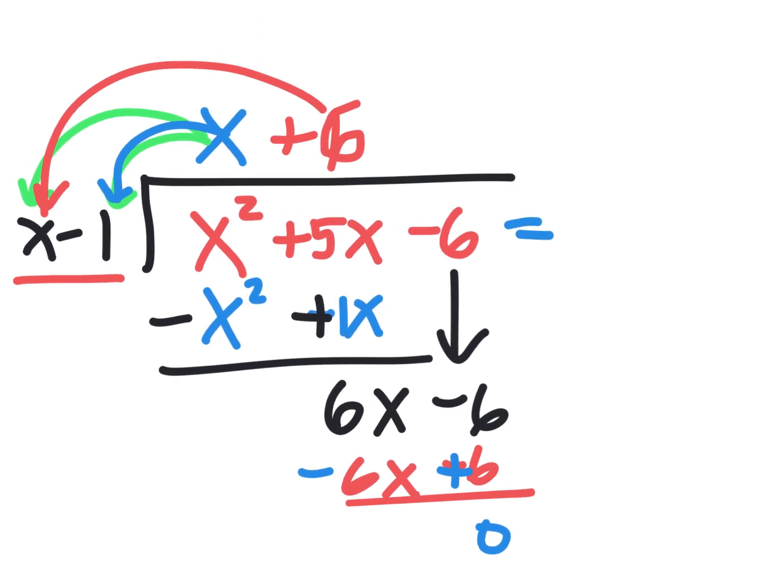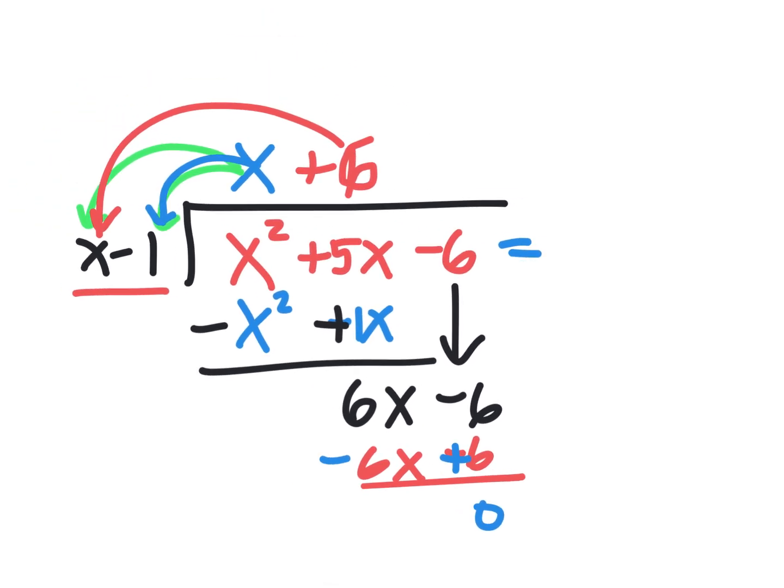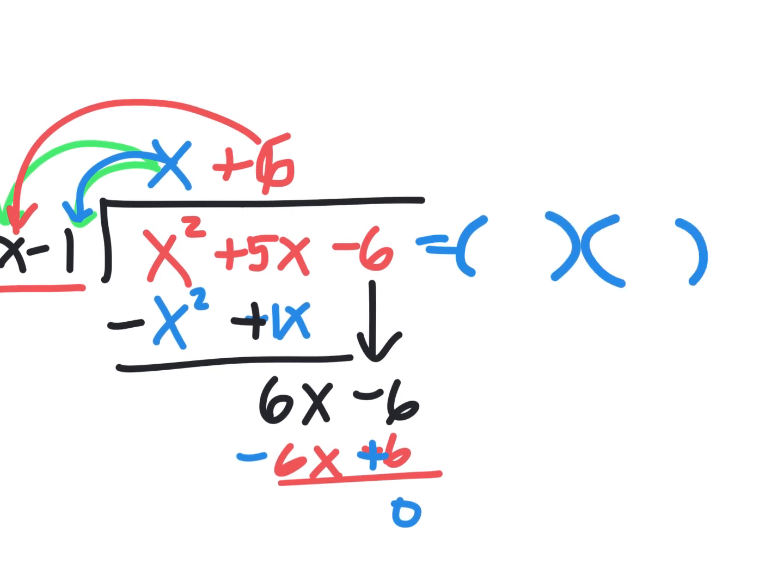So that means my answer, and this is important. Did you actually write your answer? You got to write this times this equals that. X minus 1, x plus 6. You can reverse those two if you want. But there you go. Raise your hand if you had it right. Awesome. So you can now do long division of polynomials.